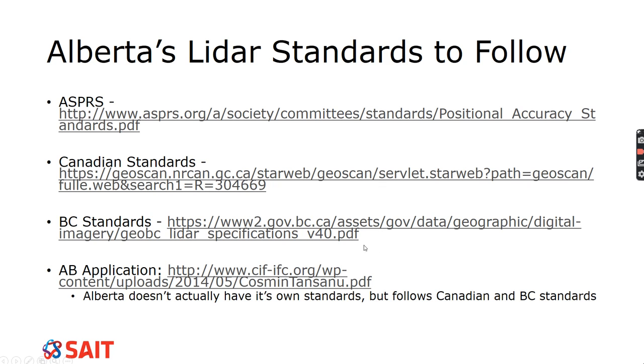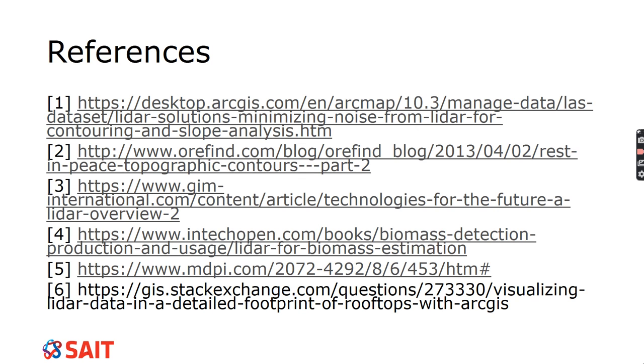Then we have BC standards. They also have put out their own LiDAR specifications because they use a ton of LiDAR, and in fact their LiDAR is all free in their open data. And then here's an example of something that somebody did in Alberta, so you can just check that out. We don't actually have our own standards, but we generally follow Canadian or BC. If you have an international client, though, they will use the ASPRS. So that's why I provide you with all of those so that you can check it out and work from there. Here are some of the references for my images that I checked out.